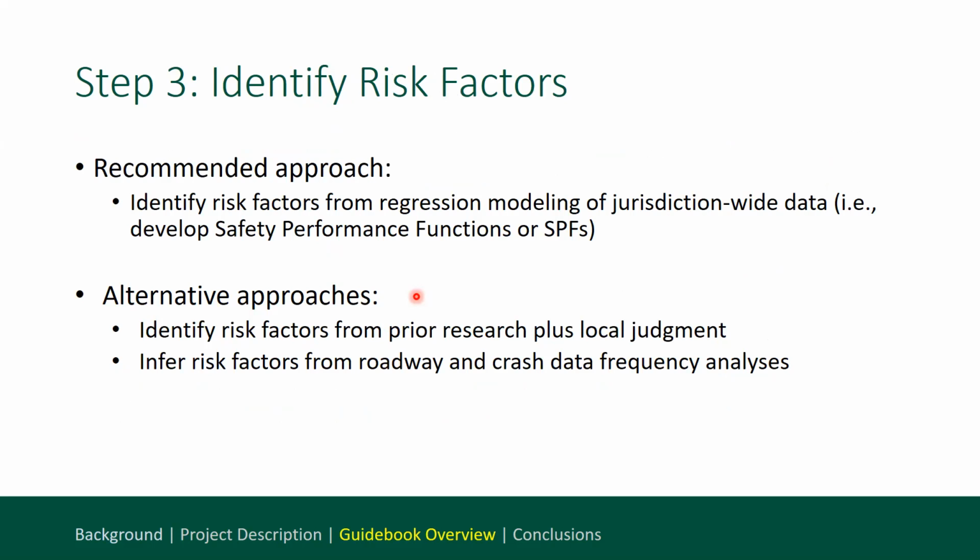And the alternative approach could be, from prior research plus local judgment, infer risk factors from roadway and crash frequency data type analysis. You could see where your high crash frequencies are occurring. Based on that, you could say, okay, maybe there are crashes related to right turn on red, so you try to treat that. But you want to take a more data-driven approach. Either you develop your own SPF, or if that is too cumbersome, you look at prior research and local judgment, or you can look at crash frequency and see what might be causing those specific types of crashes, and then you look for the same risk factors elsewhere in your network.